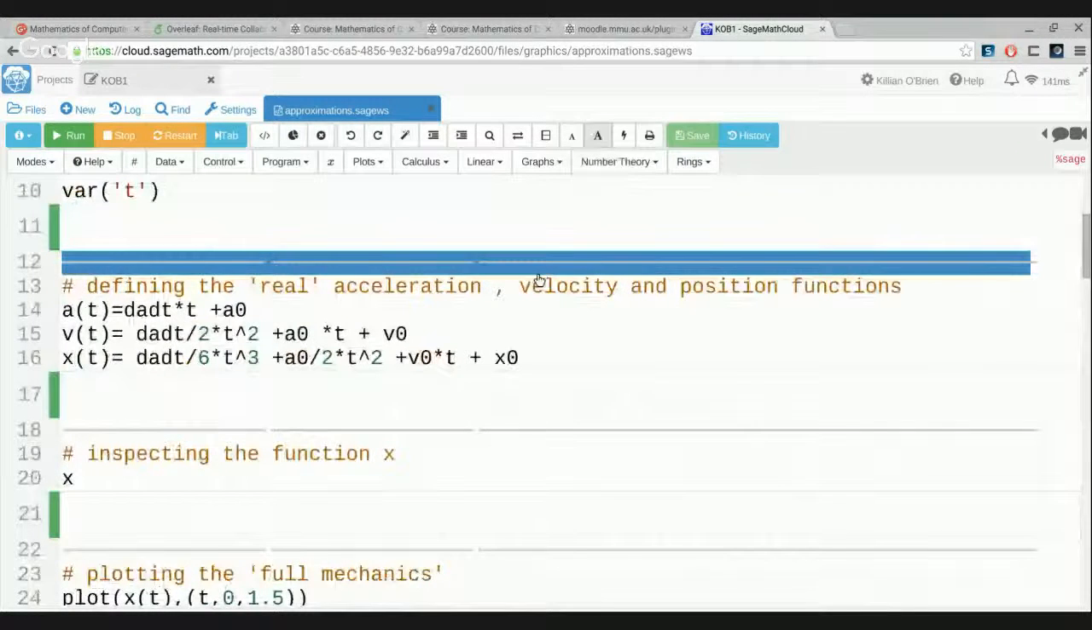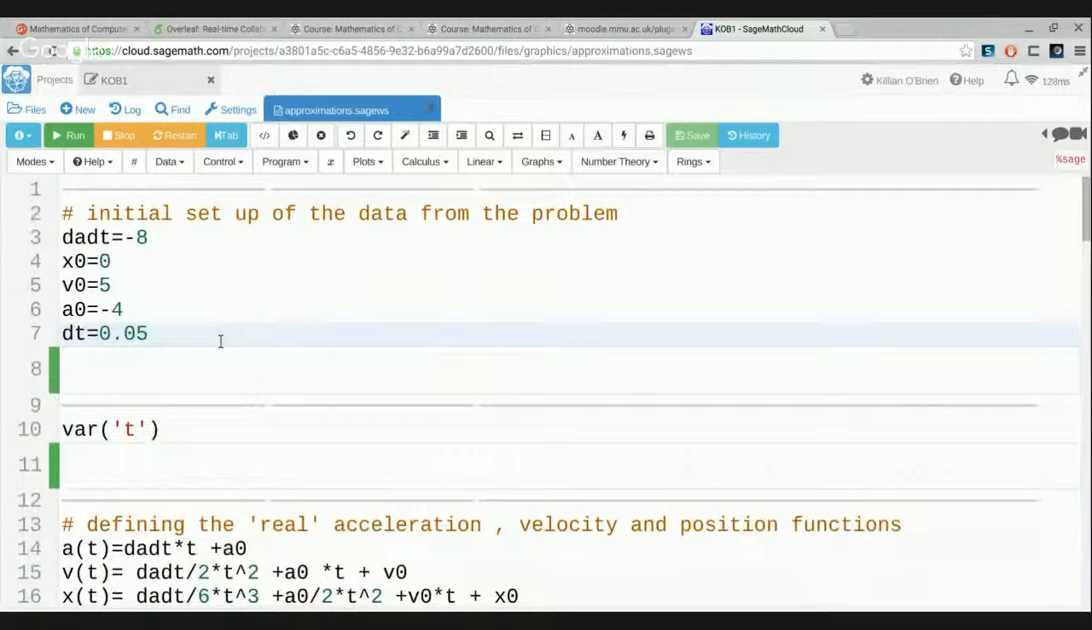Okay, so I've done this in Sage, but again, something very, very similar. Really all I'm using is just some algebra with the quantities and some plotting commands. So you can easily do the same thing in MATLAB as well. So first of all, I type in all the information given.